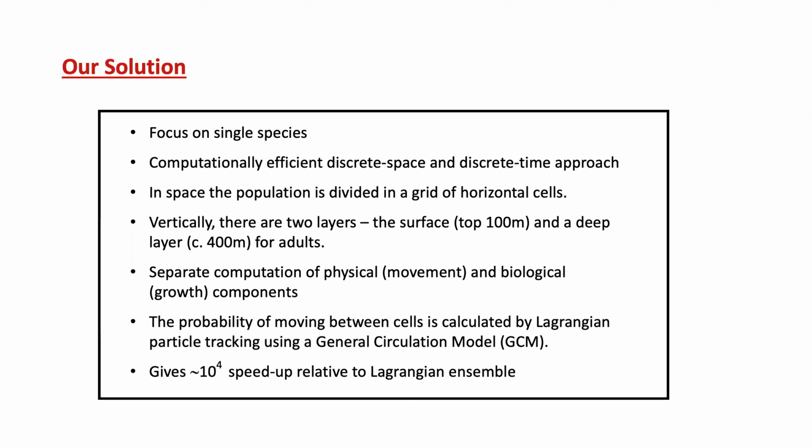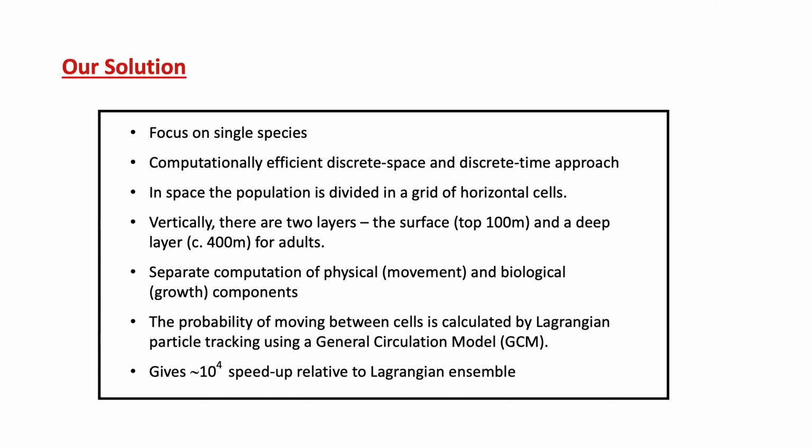Further, we separate the computation of the physical processes, that's to say movement between the grid cells, and the biological processes, the growth, increase in length of individuals as they grow. To get the transport component, we calculate the probability of moving between cells using Lagrangian particle tracking in the context of a general circulation model. In other words, we set off particles in each cell for each time step, track their movements driven by the physics, and calculate the proportion of these tracks that end up in nearby cells and keep tabs of that, which yields the probability of moving between cells in each time step.